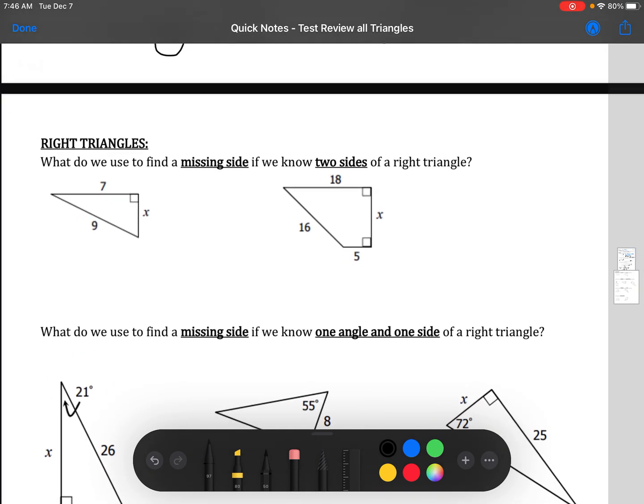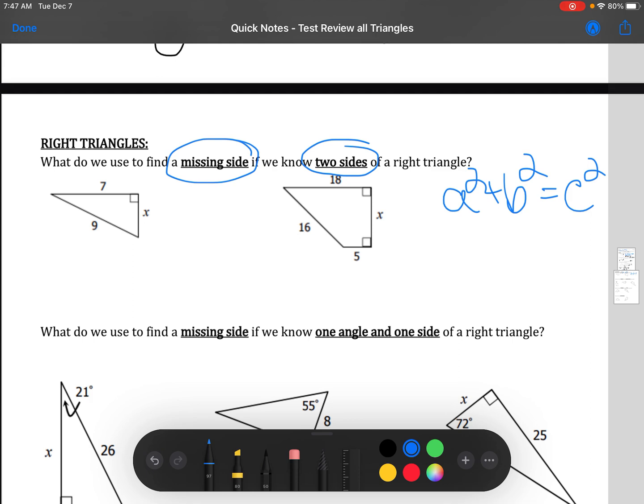Backside. All about right triangles. We're going to find a missing side based on knowing 2 sides of a right triangle. So what if we need to do that? Do we use trig? Do we use Pythagorean theorem? Do we use inverse trig? If we have one missing side and we know 2 sides, Pythagorean theorem's the way to go. So if this is the case, use your a squared plus b squared equals c squared, where a and b are your legs and c is your hypotenuse.